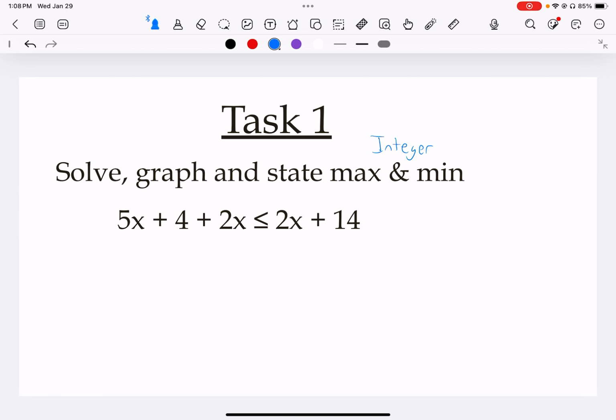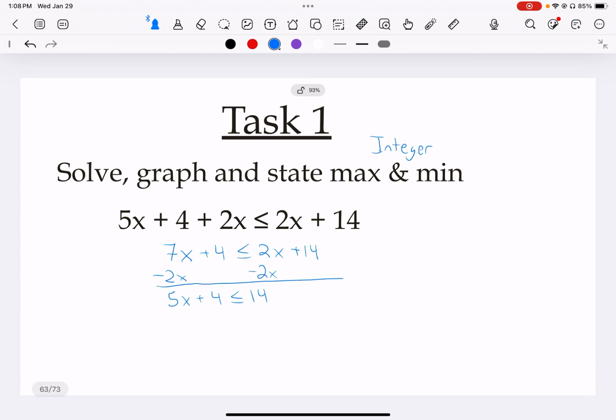So I'm going to start by combining like terms on my left-hand side. So I have 7x plus 4 is less than or equal to 2x plus 14. Subtract 2x from each side. That gives me 5x plus 4 is less than or equal to 14. Subtract 4 from each side. I'm left with 5x is less than or equal to 10. And I divide both sides by 5, and I'm left with x is less than or equal to 2.